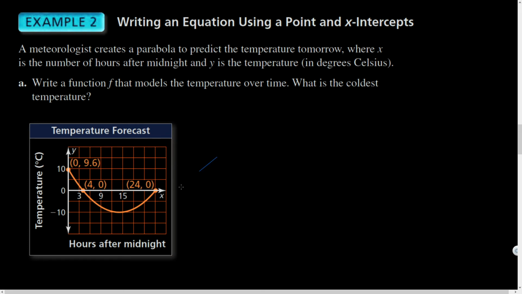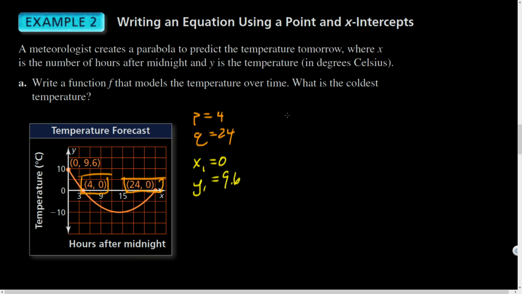So this time I know 2 of my intercepts, right? And so p is equal to 4, q is equal to 24, and then I know a particular ordered pair. It happens to be the y-intercept again. So I'll call this x1 equals 0, y1 equals 9.6.